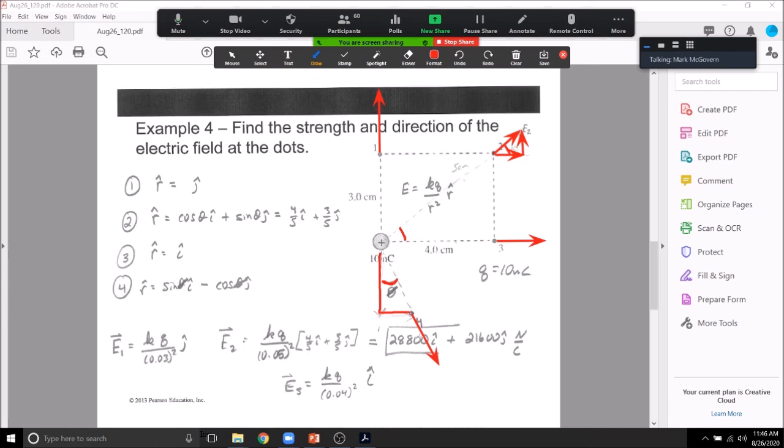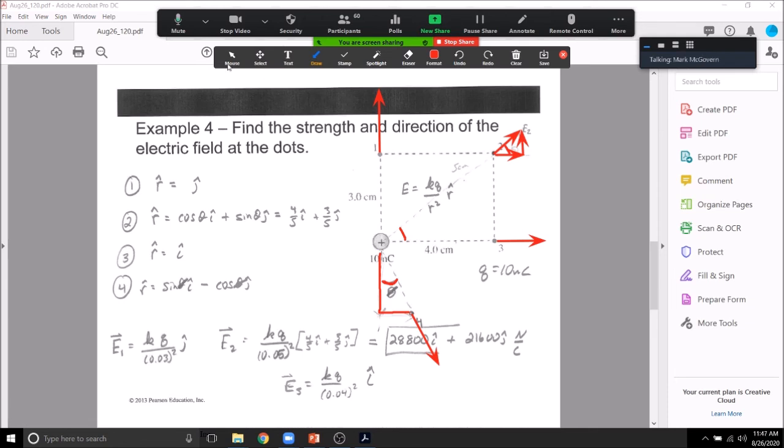Anyway, so you punch your numbers in here. Hopefully I didn't screw this up. 28,800 i hat, 21,600 j hat newtons per coulomb. I just worked that out for number 2. Again, the only reason number 4 is here is just to illustrate what r hat is. There's nothing to work out here. It's a great problem, people. It's a good problem. Study this one. Study this one.